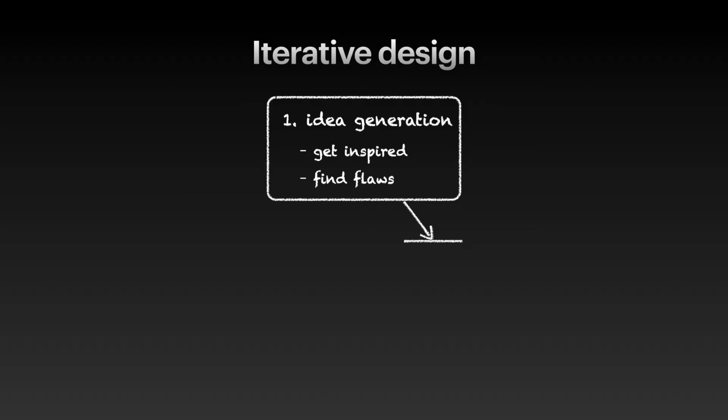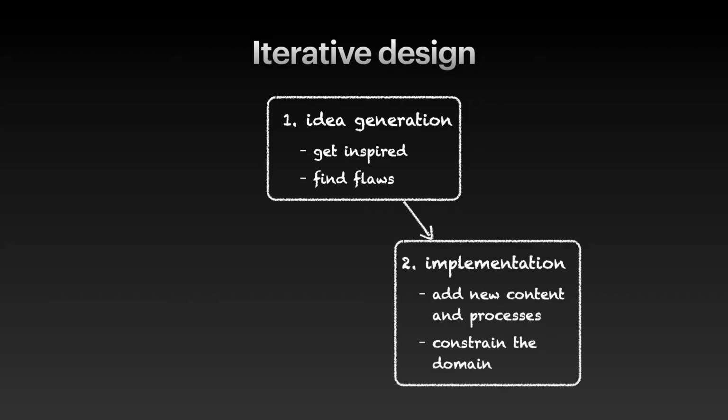In the second stage, the ideas are turned into new content and processes, which are added to the story world. It's also important to constrain the domain, as this new content could open new possibilities that aren't yet handled. For instance, adding a new character might require not only defining its relationships to all the other characters, but redefining the relationships of some of the already existing characters.